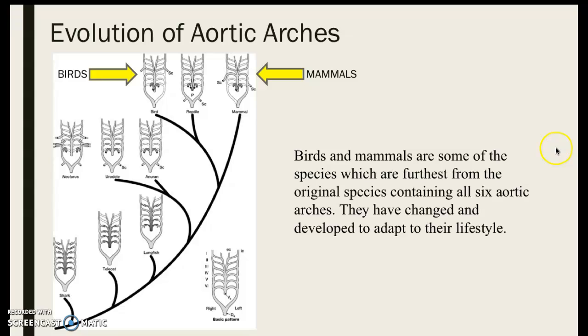Birds and mammals are some of the species which are furthest descended from the original species, which contained all 6 of the aortic arches. As you can see down here, all 6 are present in this ancestral species, and then in the closer relatives, such as the shark and the lungfish, most of these are present. But by the time you get to birds and mammals, very few are present. But they have adapted and changed to their lifestyle to fit what they need physiologically.